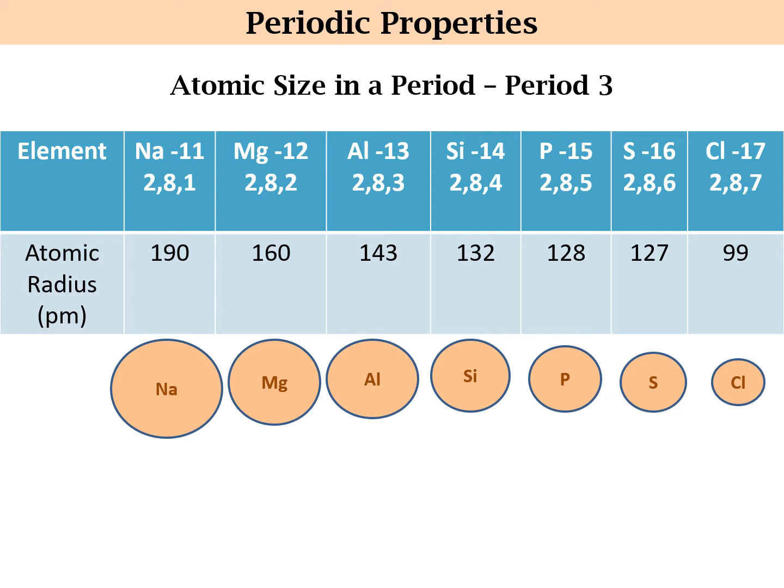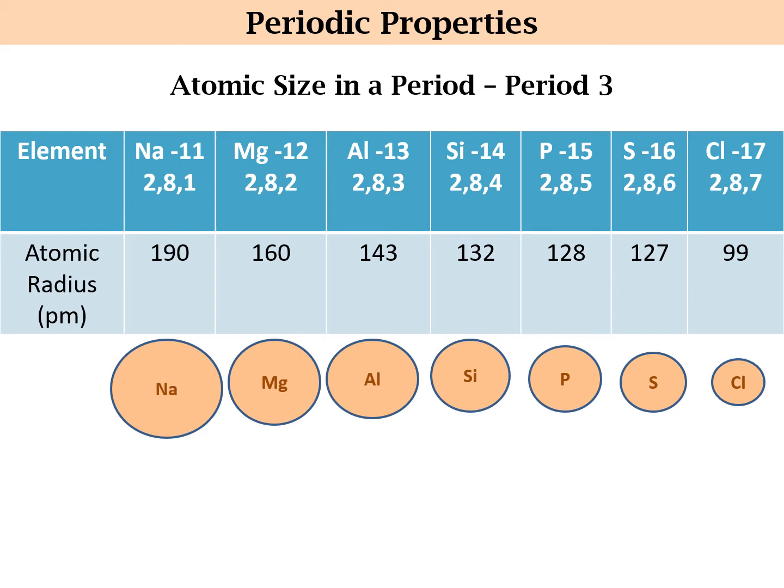Thus what is observed here is that the atomic radius goes on decreasing as we move from left to right in a period. Lastly, you can even see some circles with symbols written inside them. Now let us understand the periodic trend of atomic size in a period.